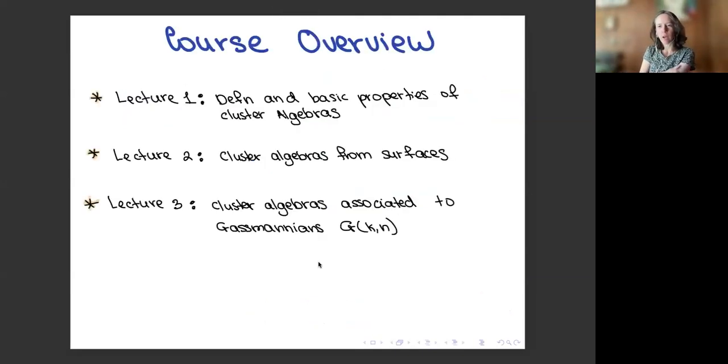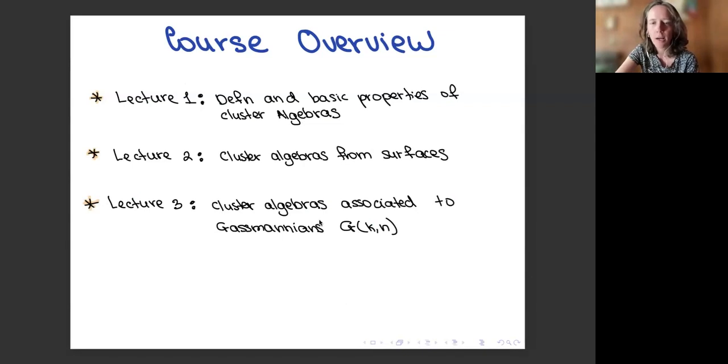So again, just a reminder where we were. We talked about definitions, basic definitions of cluster algebras. Then we talked about this big class of cluster algebras from surfaces. And today I want to talk about another class, which is pretty big and is still an active area of research: these cluster algebras coming from Grassmannians.